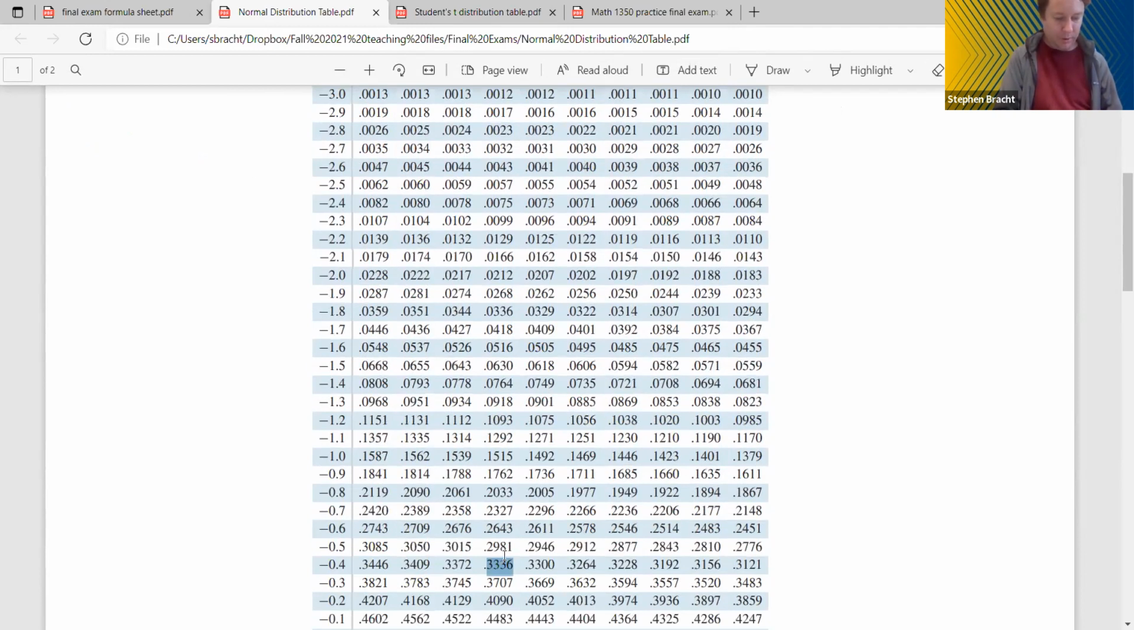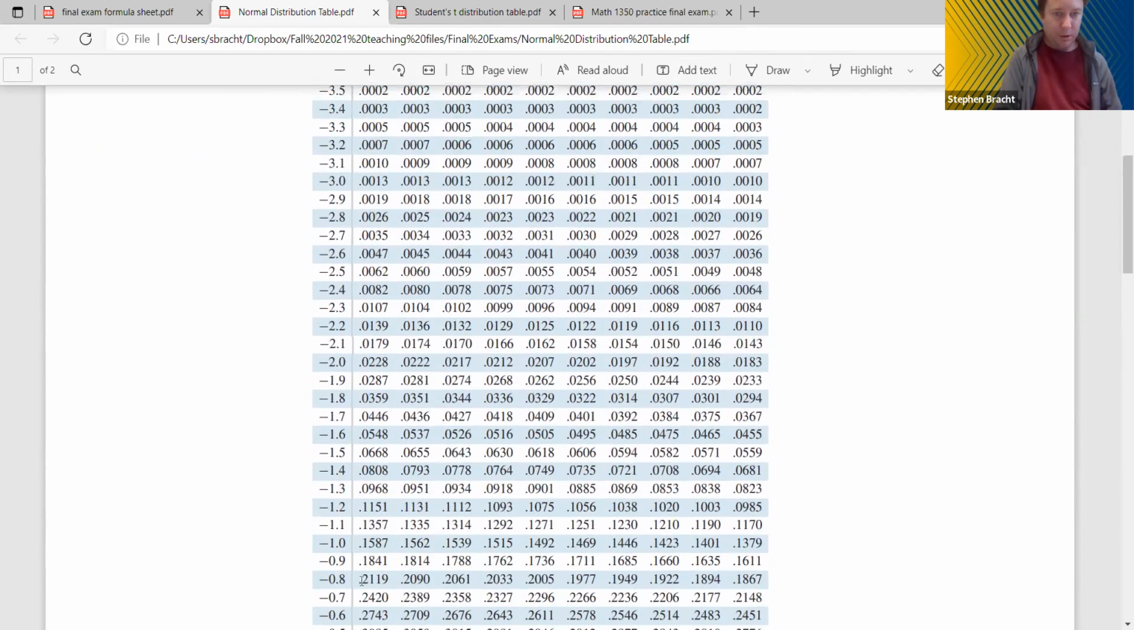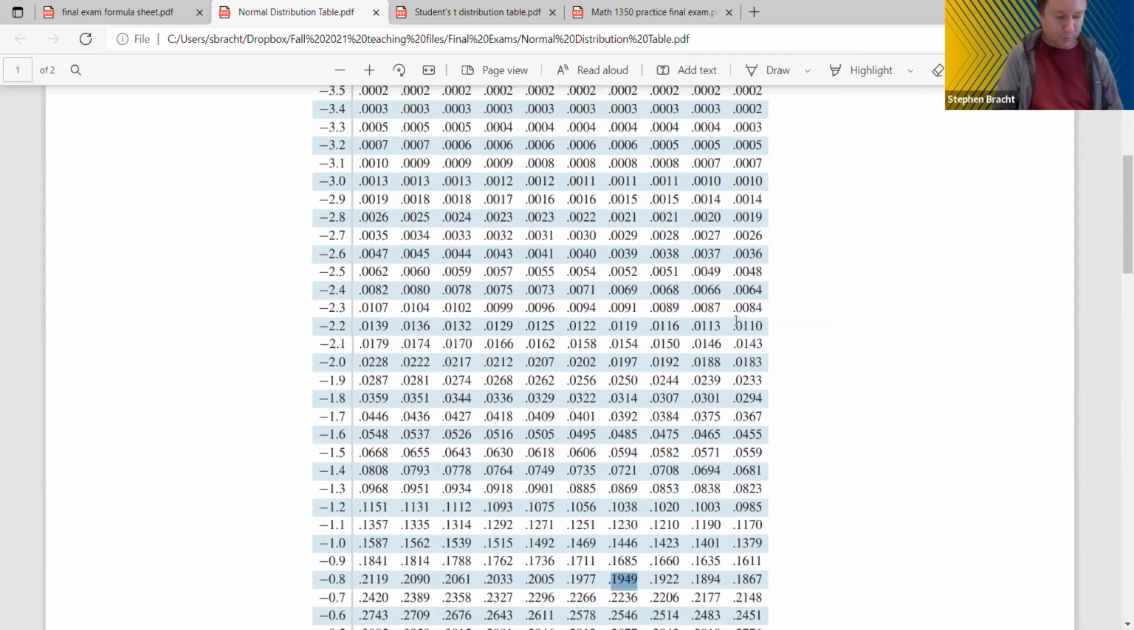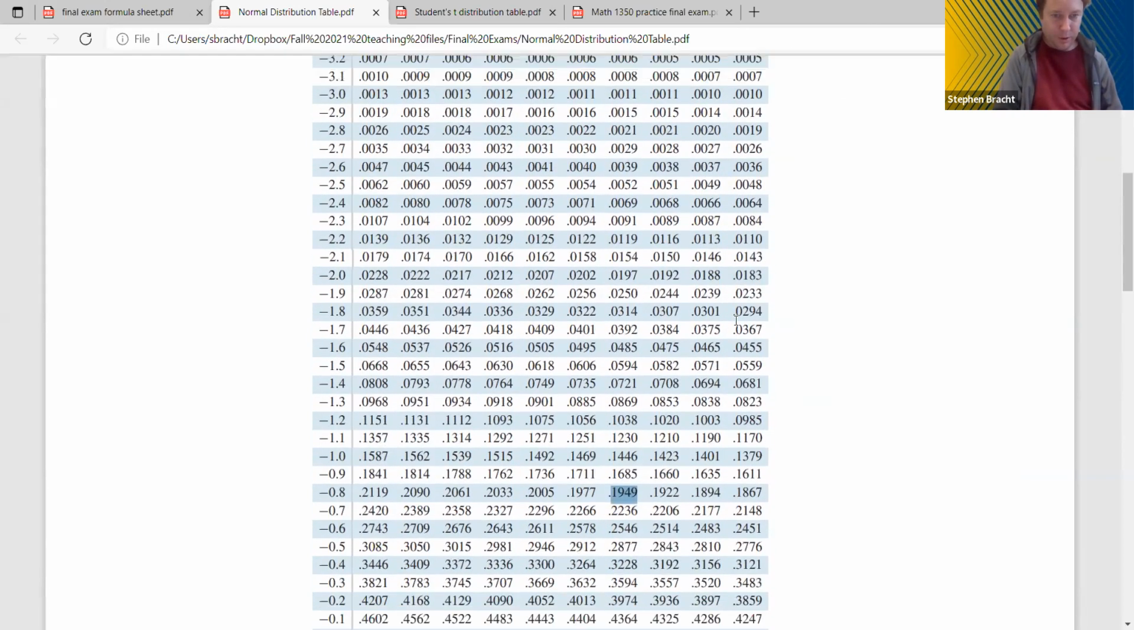And then the area to the left of negative 0.86, that will be right 0.8, 0, 1, 2, 3, 4, 6. That'll be right here, 0.1949, right? Because it's negative 0.8 and the 6 is up there, okay? So it's going to be 0.3336 minus 0.1949, okay, to get the area in between.